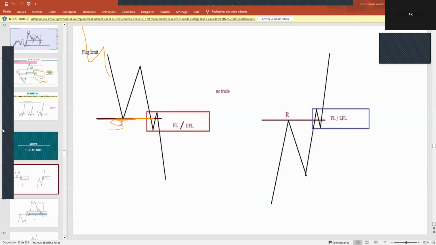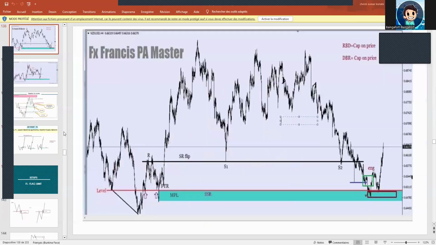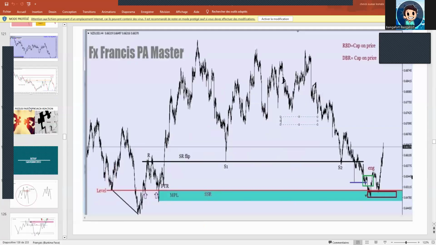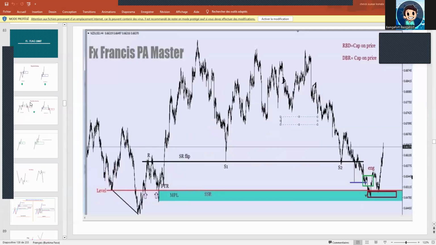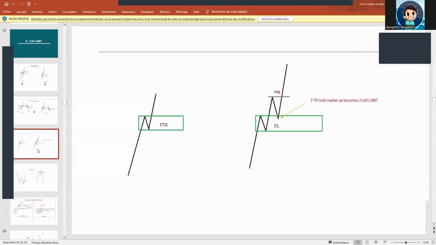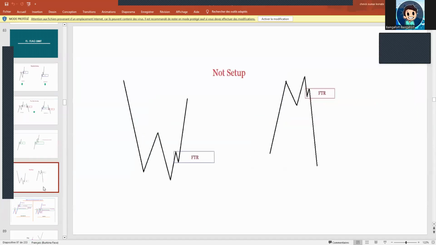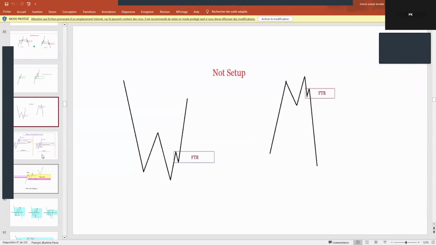Could you show us the schematic? Very simple schematic. Okay, we send the recording in the group. We can show you. Yes, this is exactly what I'm referring to.